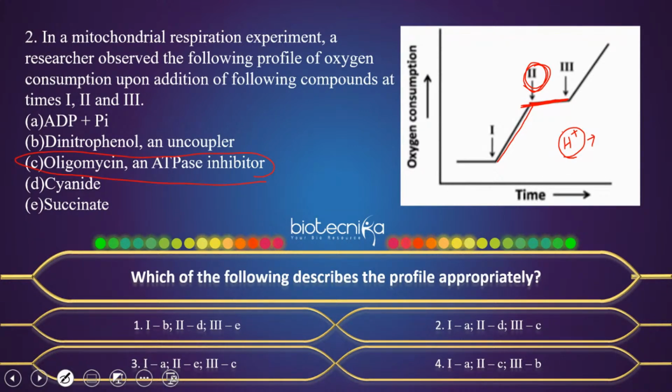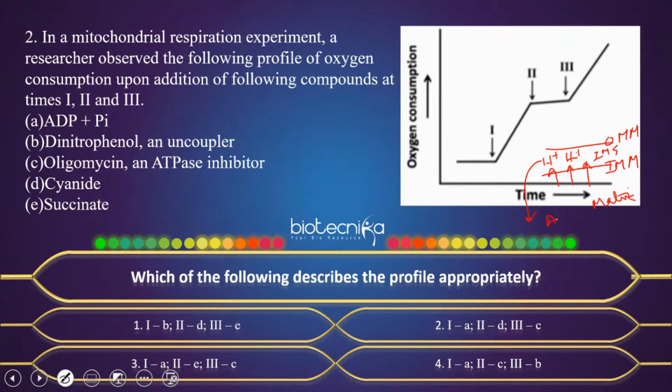Oligomycin. It is an ATPase inhibitor. Now, when you have a mitochondrial membrane, this is the outer mitochondrial membrane, this is the inner mitochondrial membrane, this is the matrix, let's say. From here, H plus ions are transported into the intermembrane space. Now, if these H plus ions come back to the matrix, then ATP is produced. But what if they are not able to come back? That means the enzyme ATP synthase is blocked. That is why they are not able to come back. That means for this second one you must have put C over there.